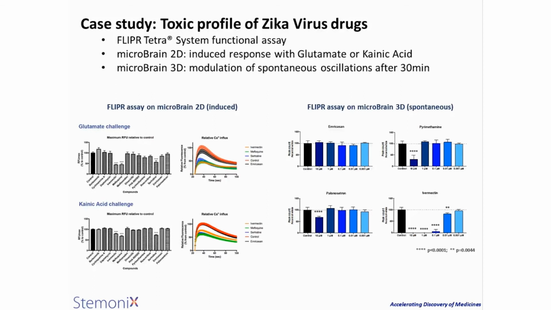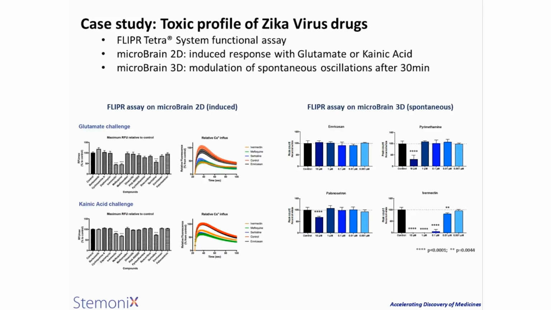Moreover, when we test on the microBrain 3D, because the microBrain 3D has this spontaneous signal, we don't need to induce that response. So what we're doing here is just measuring the spontaneous signal that we observe. And we pre-treated with these compounds to measure if there is any interference. Surprisingly, we did find similar results to the 2D, but also found that there are a couple of compounds that did induce change in the peak frequency compared to the microBrain 2D, which could not capture that difference.